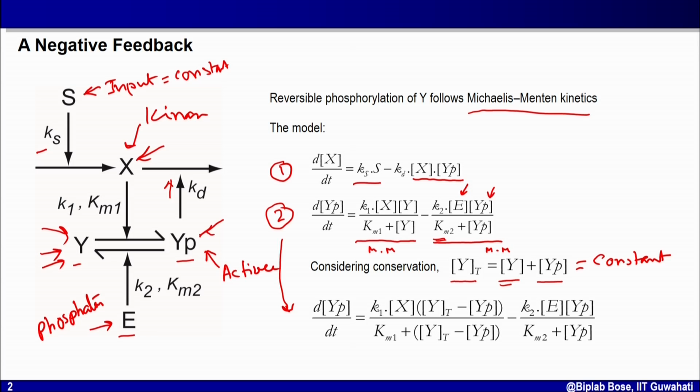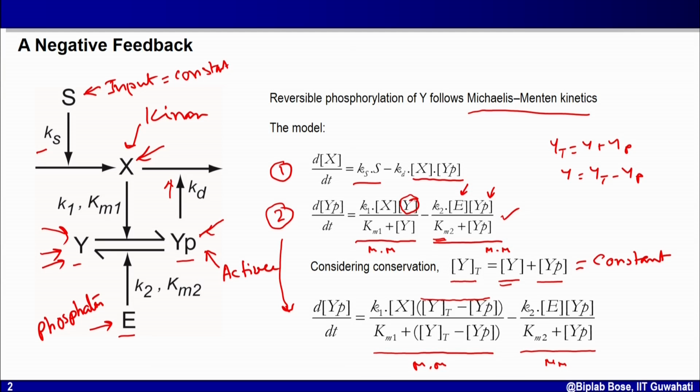dyp/dt is equal to k1 into x. In place of y, I am writing yt minus yp, because yt is equal to y plus yp. That means y is equal to yt minus yp. So that's what has been written here. This is the first Michaelis-Menten term. The second one remains the same as in ODE2. So this is the second Michaelis-Menten term.